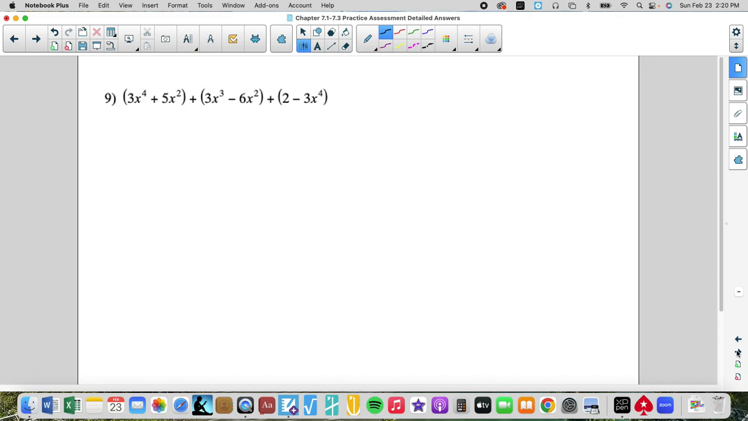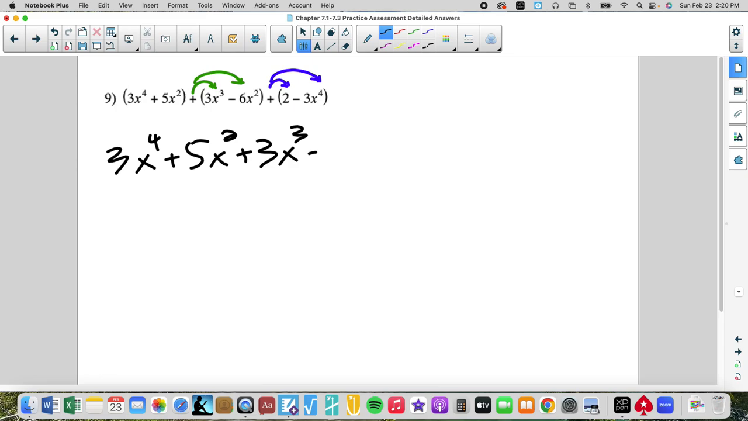Whoa, look at this. 3 sets of them. So we look, okay, that addition is not going to change anything. And this addition is not going to change anything inside. So we can just write them outside. 3x to the fourth plus 5x squared plus 3x to the third minus 6x squared plus 2 minus 3x to the fourth.